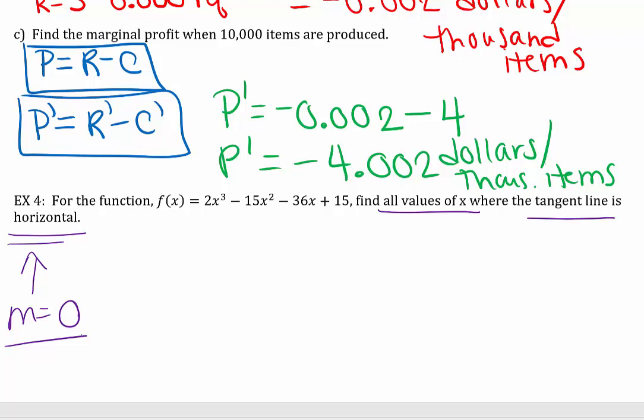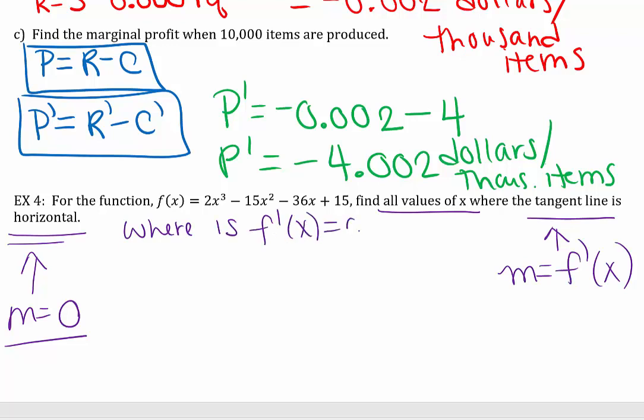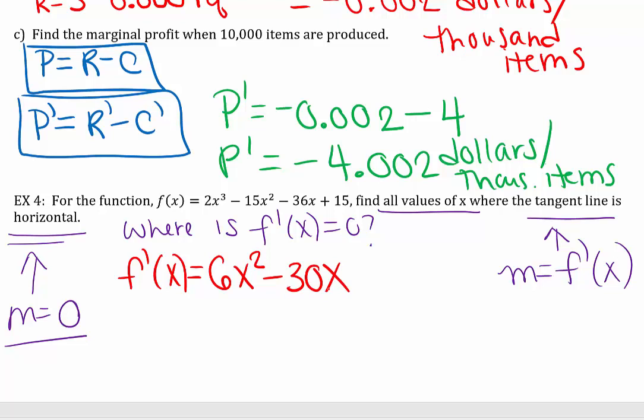And the slope of the tangent line is defined to be the derivative. So this problem is basically asking us, where is the derivative equal to 0? Where is the slope of the tangent line, the derivative, 0? So I'm going to start by finding the derivative. The derivative of 2x to the third would be 6x squared. Then we get a minus 30x minus 36, and the derivative of that constant 15 is 0.